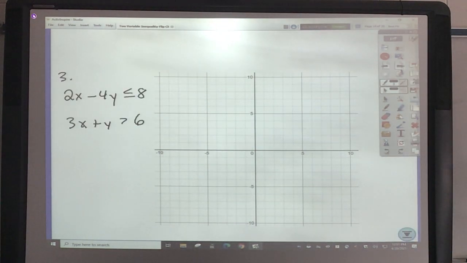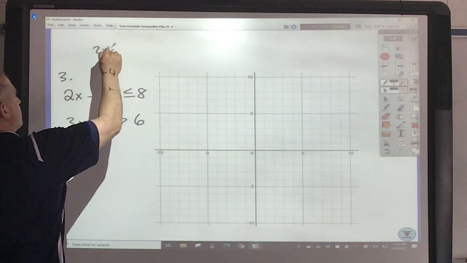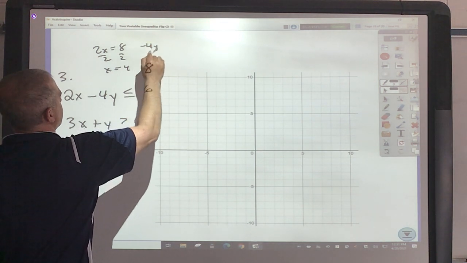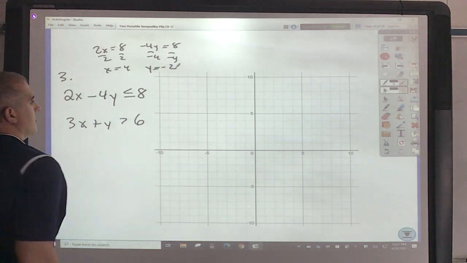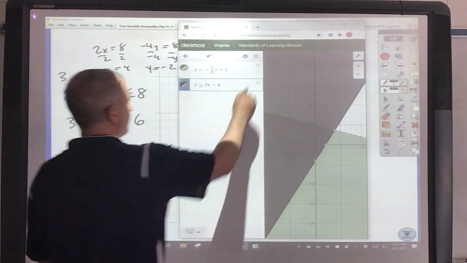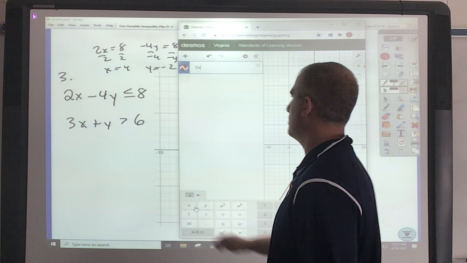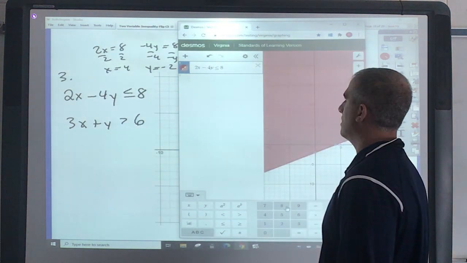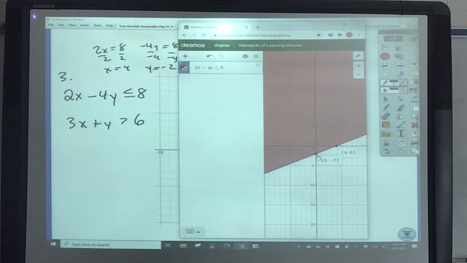All right, now these two are the two ones with the intercepts. So I got 2x equaling 8, x is 4, -4y equaling 8, y is -2. Okay, so I should have a dot at 4, should have a dot at -2. Okay, I'm going to do this one at a time. 2x minus 4y less than or equal to 8. Okay, and I can confirm 4, I can confirm -2.